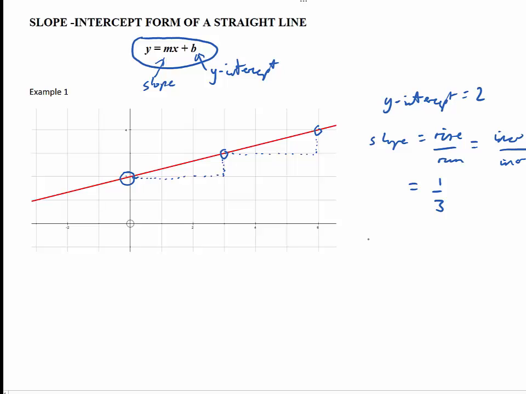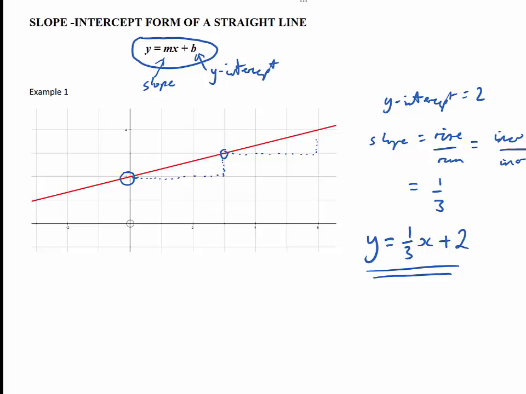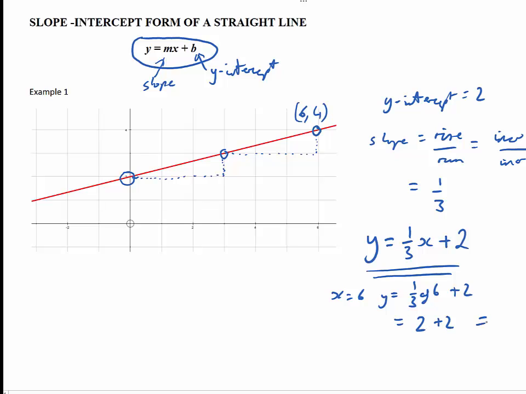So the equation of this line is y equals mx, 1/3 x, plus the y-intercept. Y equals 1/3 x plus 2. We can check that the equation is correct by ensuring that it generates the correct y value for a particular x value. We can see that one of the points was 6, 4. So when x equals 6, y should equal 1/3 of 6 plus 2. 1/3 of 6 is of course just 2. So y does indeed equal 4. So it seems that this equation is correct.